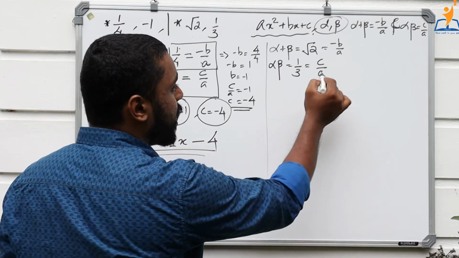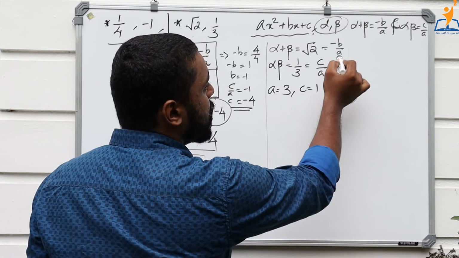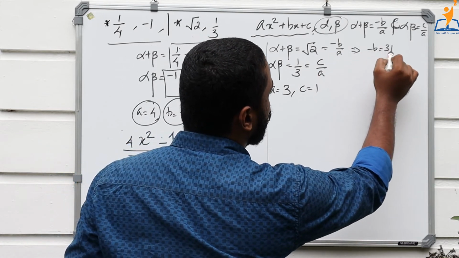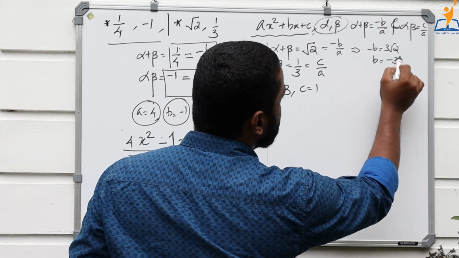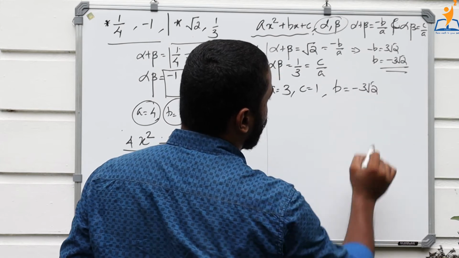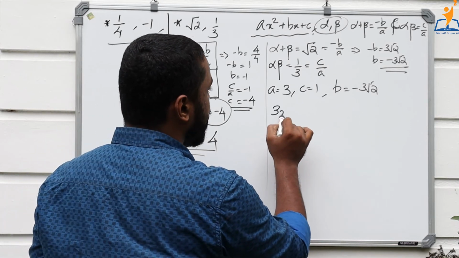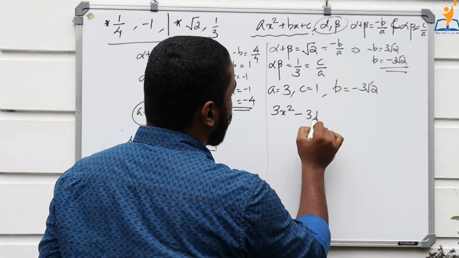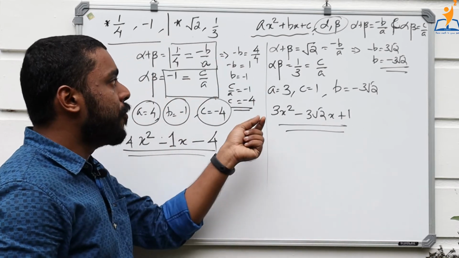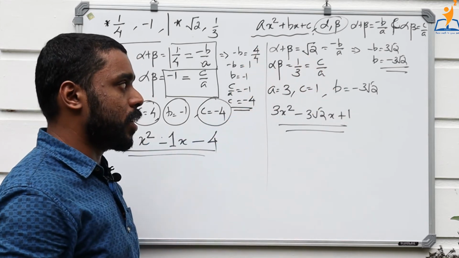In particular, here we can substitute a is equal to 3. Then definitely c is equal to 1. Since a is equal to 3, minus b will be 3 root 2. Therefore, b will be minus 3 root 2, right? So substituting the values for a, b and c, we get 3x square minus 3 root 2 x plus 1. So this will be a quadratic polynomial with sum of the zeros equal to root 2 and product of the zeros equal to 1 by 3.